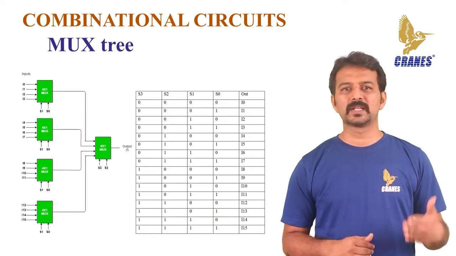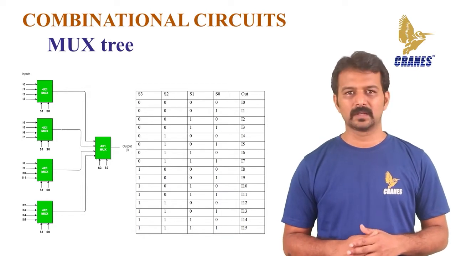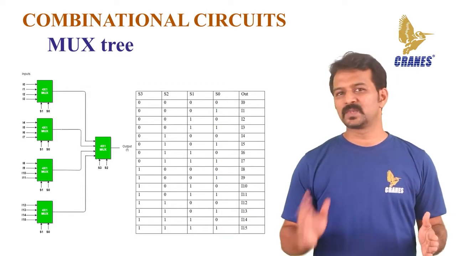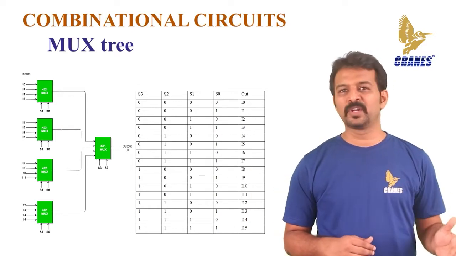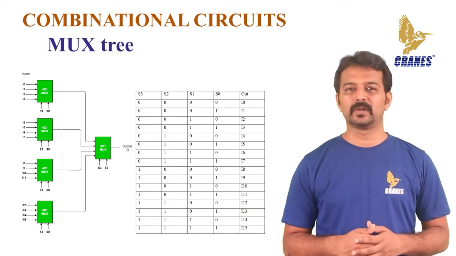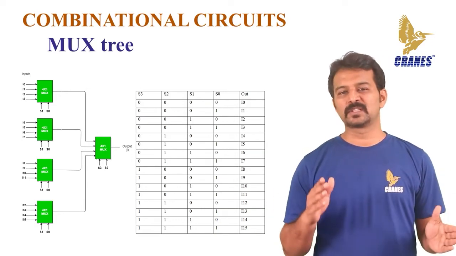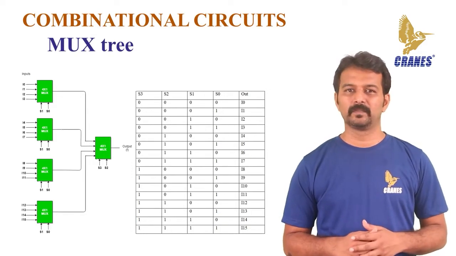When both S0 and S1 are 0, input I8 is selected at the output by the mux. When S0 equal to 0 and S1 equal to 1, I9 is selected at the output. When S0 equal to 1 and S1 equal to 0, I10 is selected at the output. Finally, when both S0 and S1 are 1, input I11 is selected at the output.